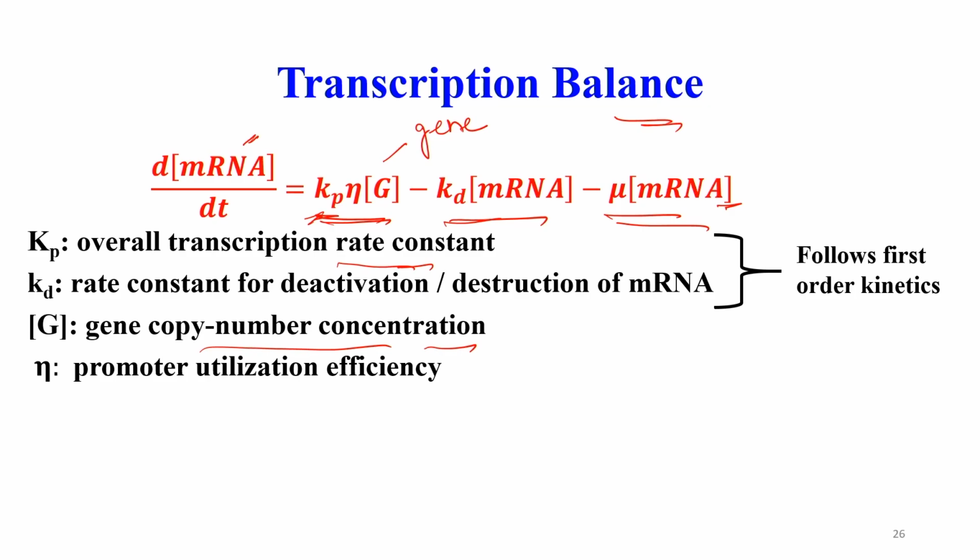In addition, it is very important, there is a term eta, which is the promoter utilization efficiency. Of course, the rate is proportional to G, but at the same time this efficiency parameter is very important. What we are assuming here is, as you can see, the rate is directly proportional to the concentration, so we are assuming it follows first order kinetics.